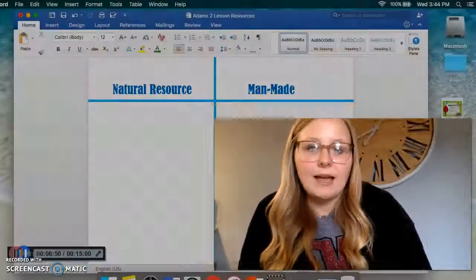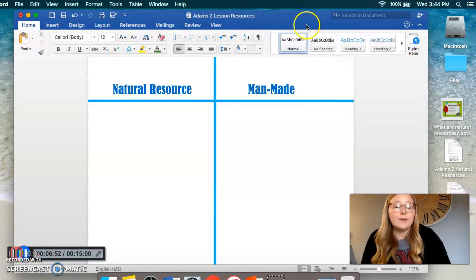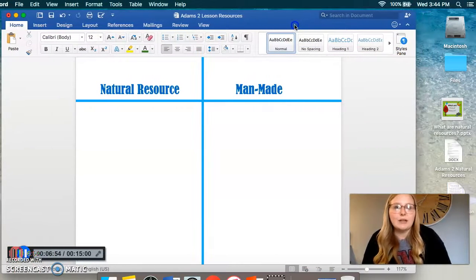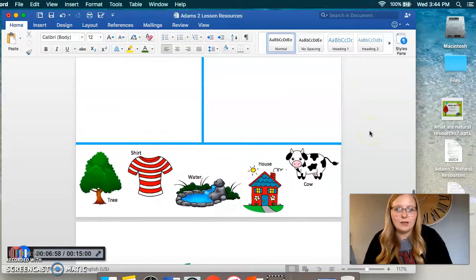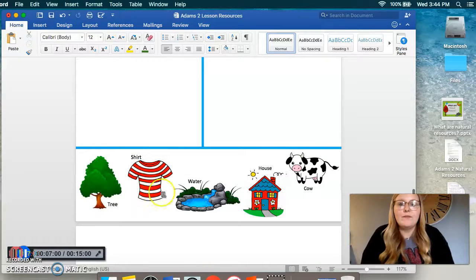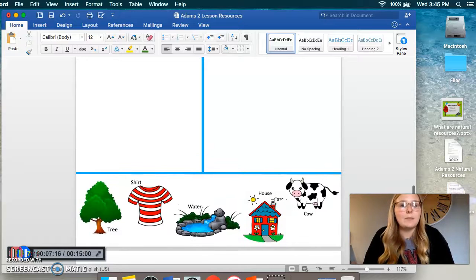So that we have a better understanding of the difference between natural resources and man-made resources, I wanted to do a sorting activity. So I have 5 different items down here. We have a tree, a shirt, water, a house, and a cow. So I'm going to sort these so that we can get a better idea of when something is man-made or if it's a natural resource.